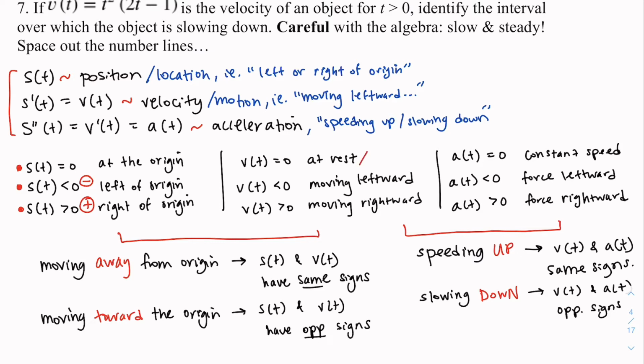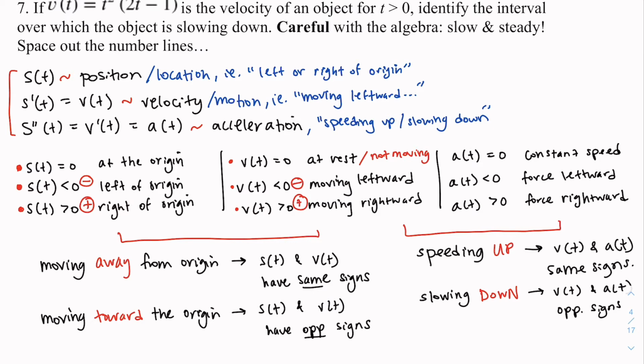If velocity is 0, that means you're at rest. You're not moving, like your speed is 0. If your velocity is less than 0, or negative, that means you're moving leftward. If velocity is greater than 0, similarly, then you're moving rightward.